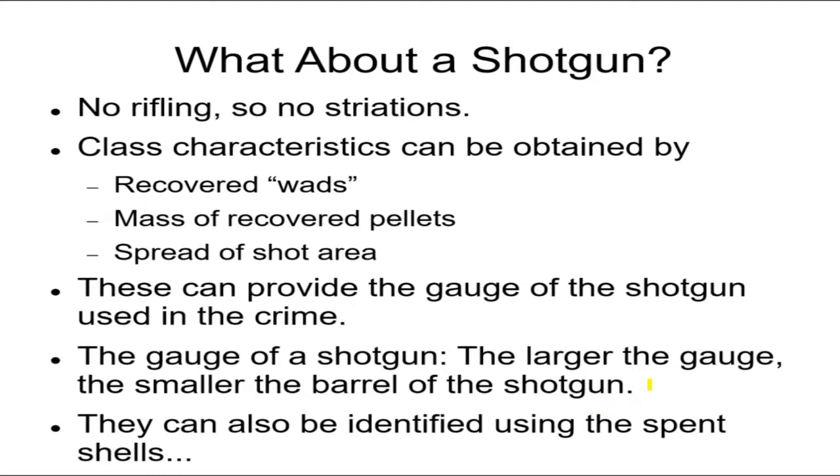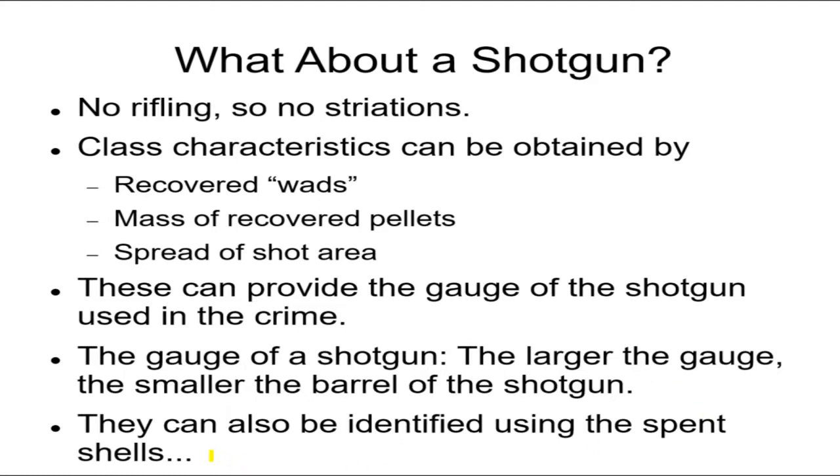For anyone who's into old-time video games, Duke Nukem's shotgun was a 10 gauge, and the Doom guy from Doom, his shotgun was a 12 gauge. Okay, a little bit of trivia for you.